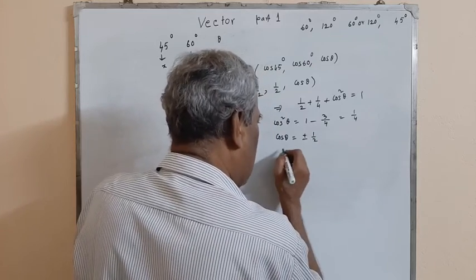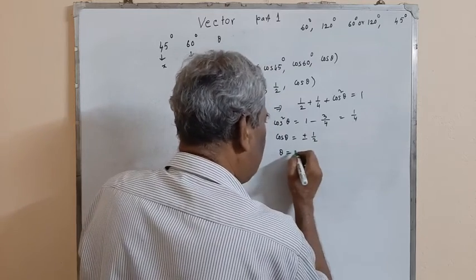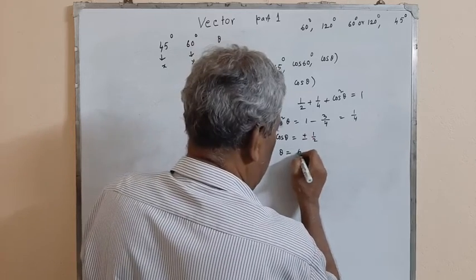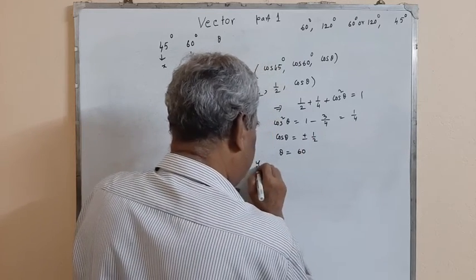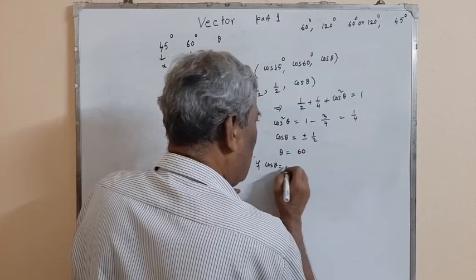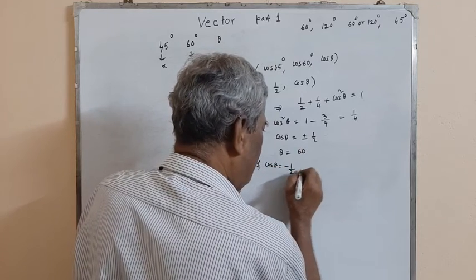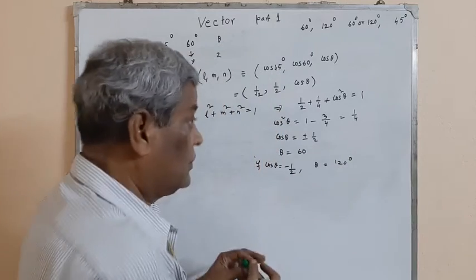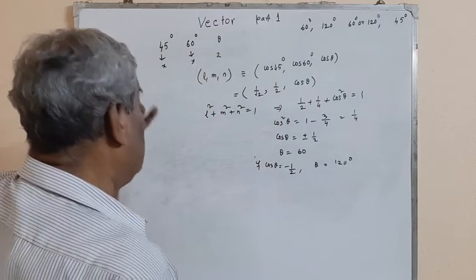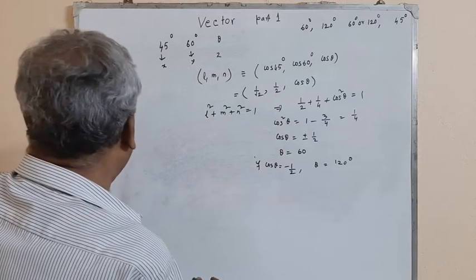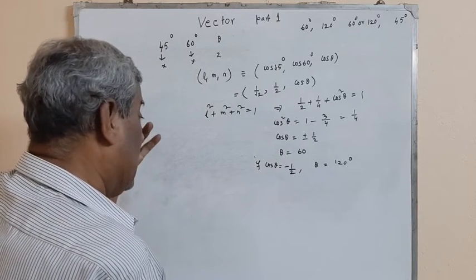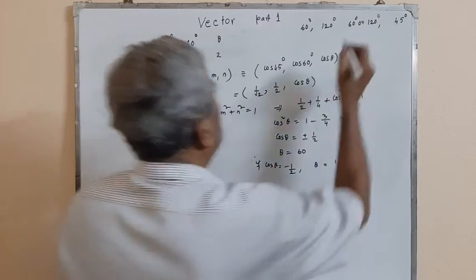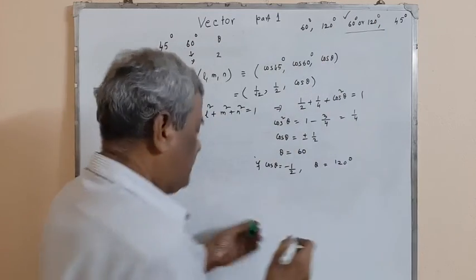If cos theta is equal to half, then theta is 60 degrees. If cos theta is minus half, then theta is equal to 120 degrees. So the vector makes an angle with the z-axis of either 60 degrees or 120 degrees. So this is our correct option.